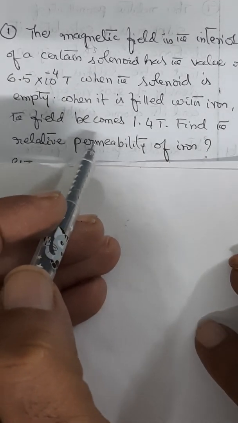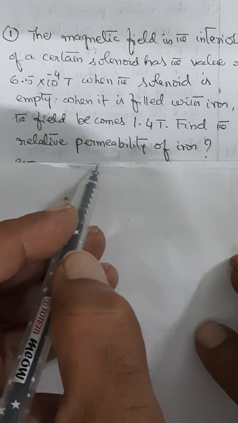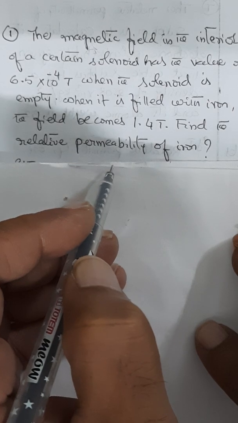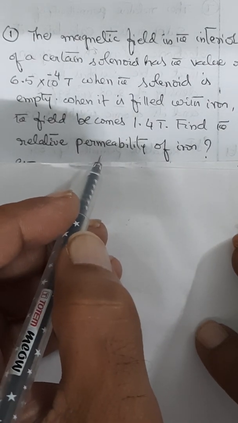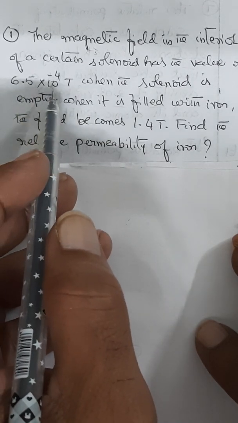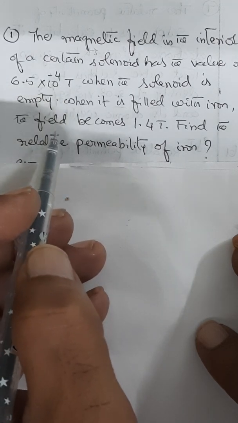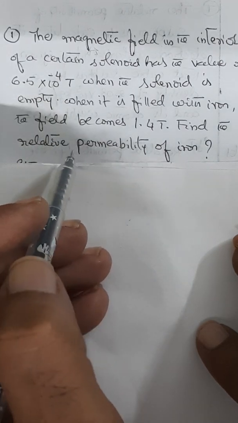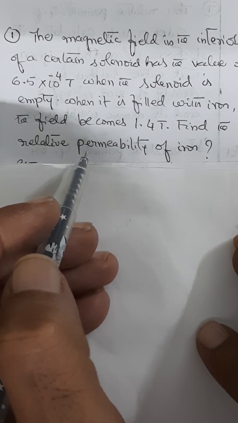So what is given in this problem? Magnetic field without iron material is given. That is B0. B is the magnetic field. Without any field means B0, let it be. It is given as 6.5 into 10 power minus 4 Tesla. Also given is magnetic field with iron material. Let us say B. B is given as 1.4 Tesla.